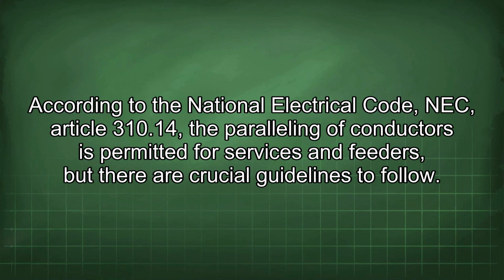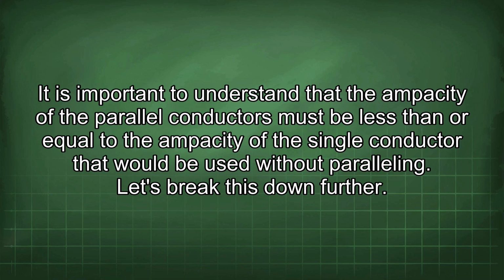According to the National Electrical Code, NEC, Article 310.14, the paralleling of conductors is permitted for services and feeders, but there are crucial guidelines to follow. It is important to understand that the ampacity of the parallel conductors must be less than or equal to the ampacity of the single conductor that would be used without paralleling. Let's break this down further.